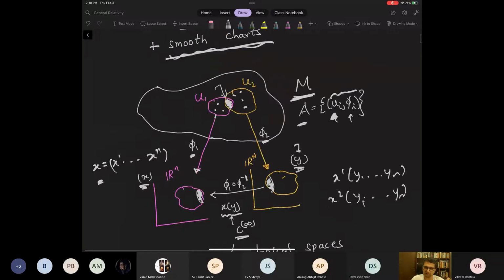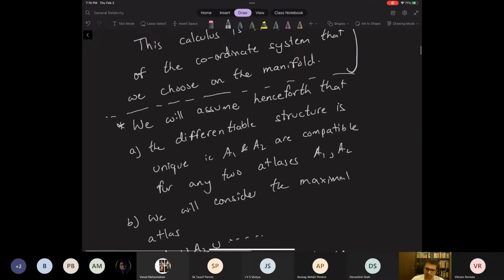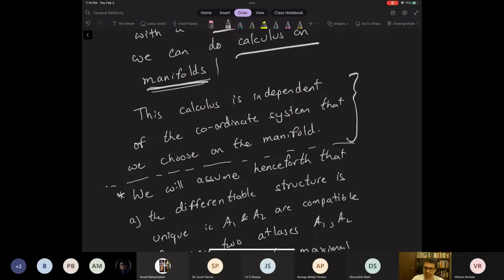Okay, and this is something very important to keep in mind: it doesn't matter whether we use one particular coordinate system or another. For example, if I have another patch which is, let's say, overlapping with this patch, then in this region it doesn't matter whether we use the coordinates of the u1 or the u2. Either way you'll be able to do calculus. And there's a dictionary which translates from one coordinate system to another, and that dictionary is smooth. So basically this notion of calculus that we'll develop is independent of the coordinate system.